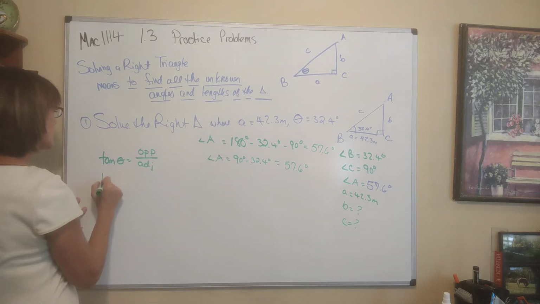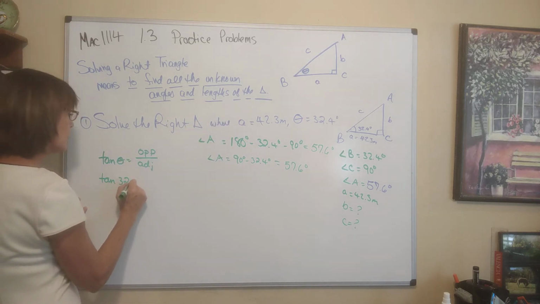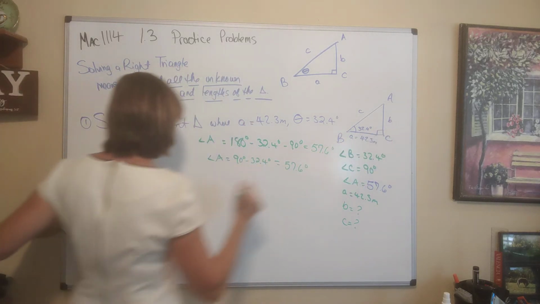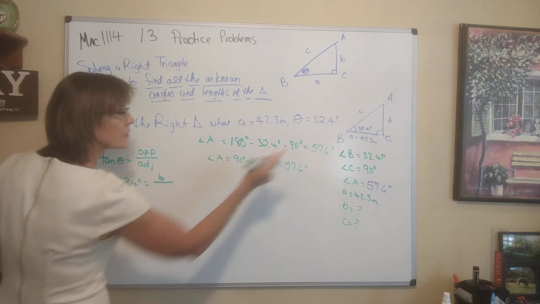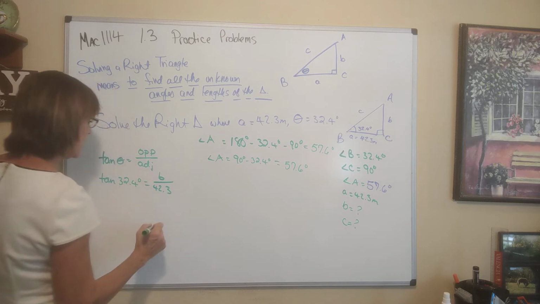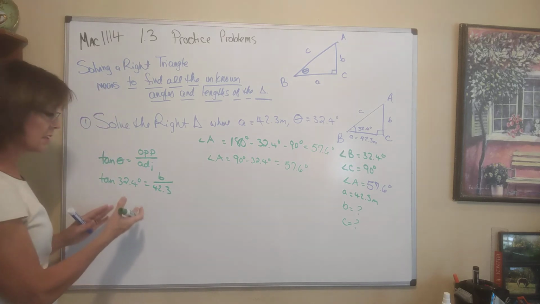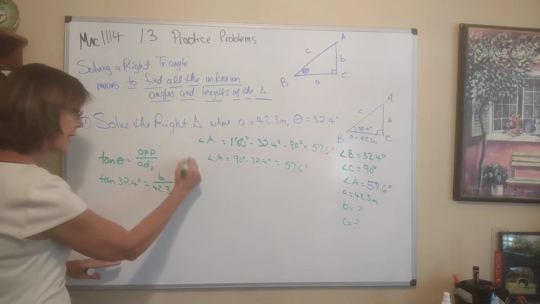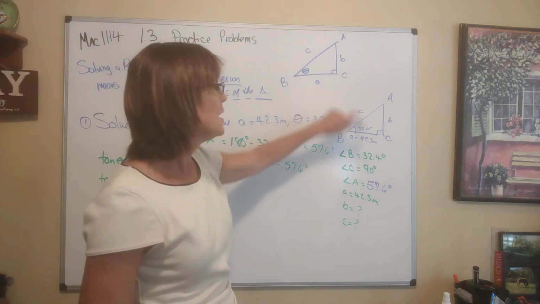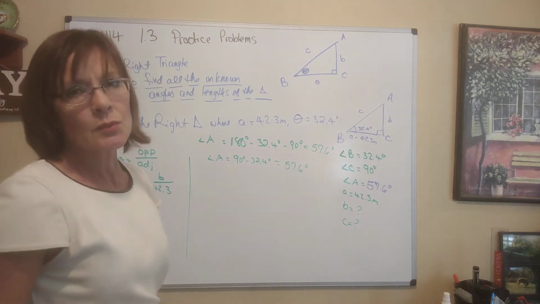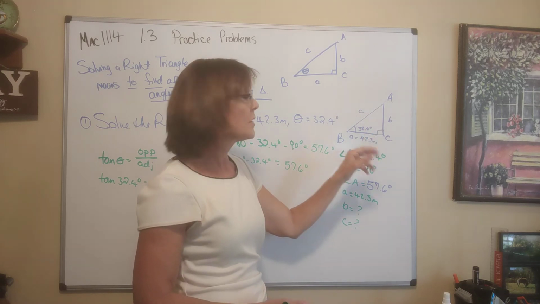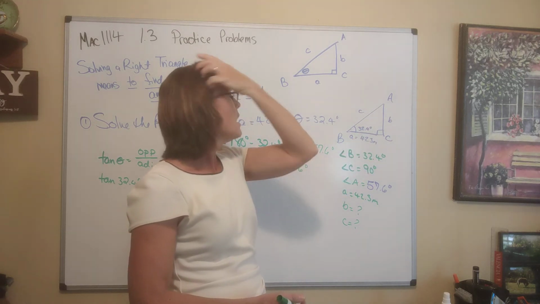So we know that the tangent of 32.4 degrees is equal to the opposite, that's B, we don't know what B is, over adjacent, which we do know, 42.3. And we can solve this equation. We're about to do this with our calculator, but before we do that, let's set up another one to help us figure out what C is. I'm using the given information, and that's what I choose to do. We could also have involved angle A. There are a lot of ways to do this, but I'm just going to stick with the given information.